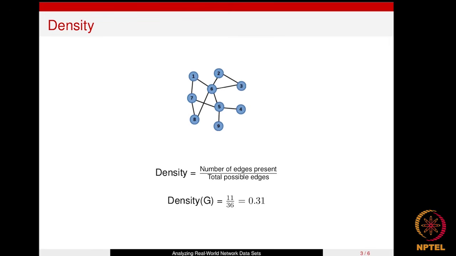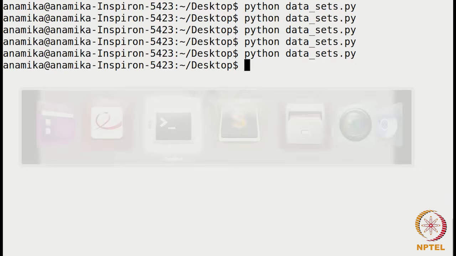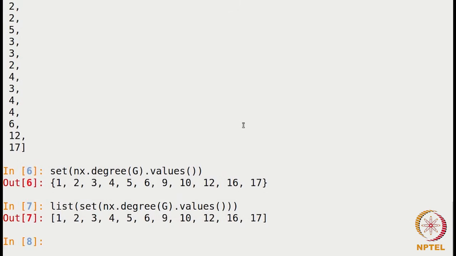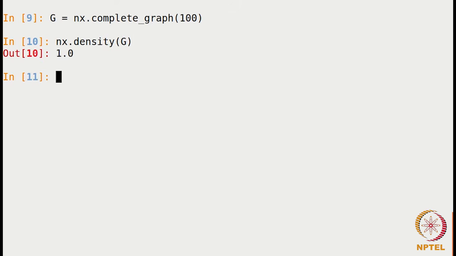So we can go back to the console and see the density value for a few networks. For example, let me clear this first. Let's create a complete graph. So I'm going to write G is equal to nx dot complete graph of say 100 nodes. Okay, so since it is a complete graph, what should be the density value? Let's check nx dot density. So this is the function density which is available in Networkx, which will give us the density value. Obviously in case of complete graph it is going to be 1.